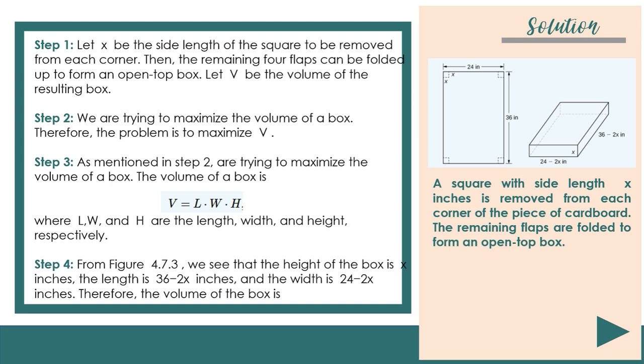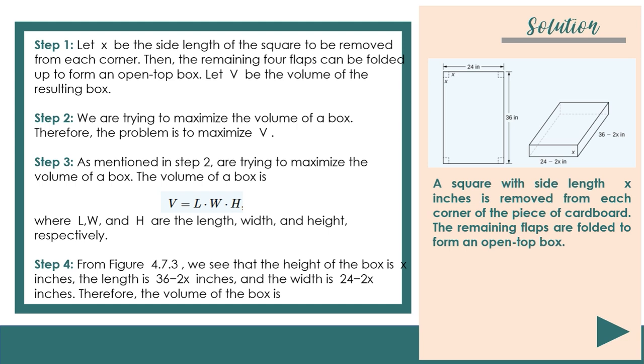So as mentioned in step 2, we are trying to maximize the volume of the box. So the volume of the box is V is equal to L times W times H, wherein the volume is based on the knowledge about geometry. Volume is equal to the length times width times height, where L, W, and H represent length, width, and height respectively. So from this one, we see that the height of the box is x inches.